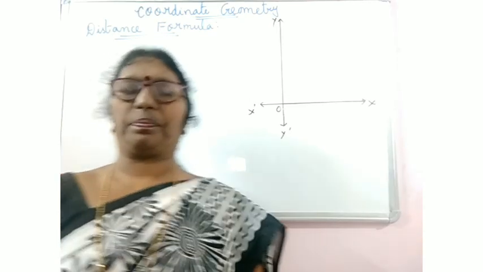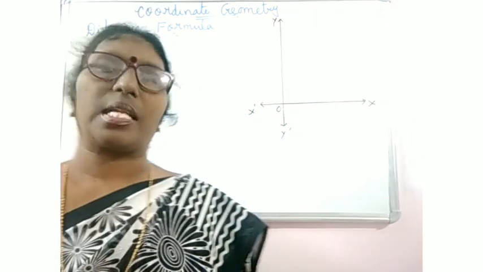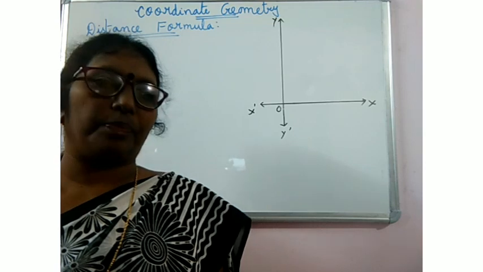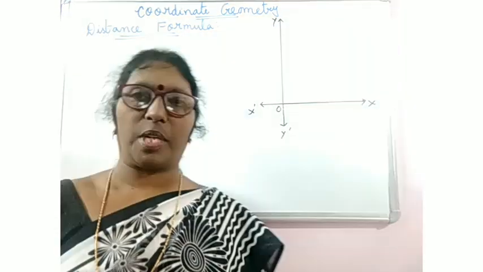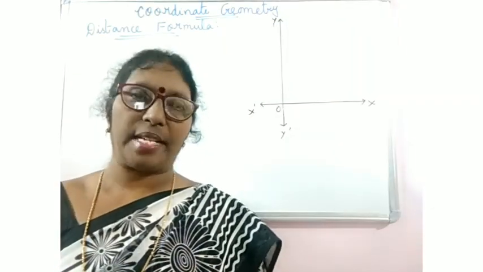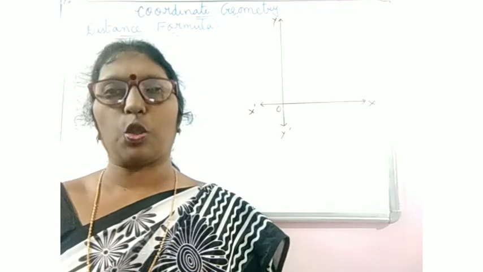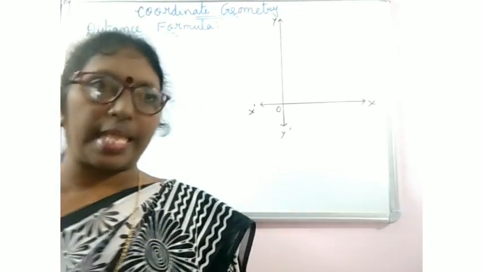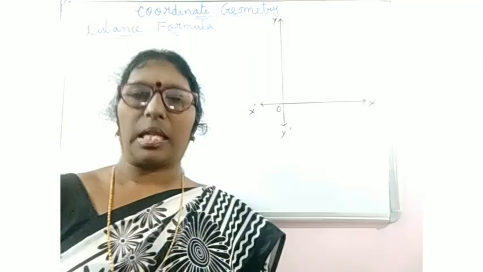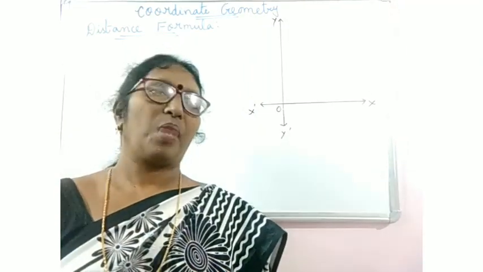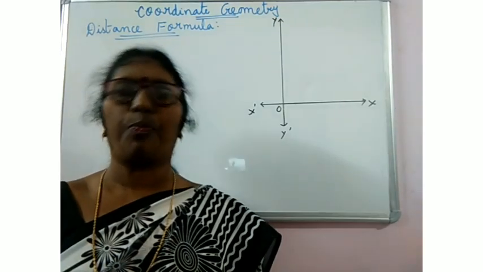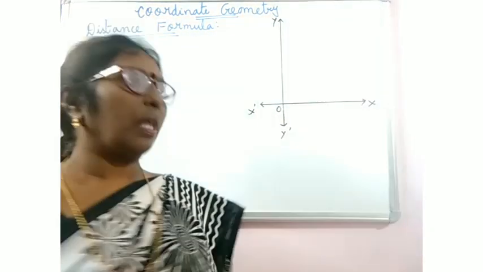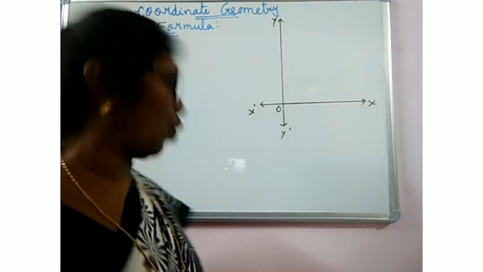Hello, welcome. Today let us have the class on distance formula of chapter coordinate geometry. What is distance formula? How to find the distance between 2 points. That means the length of 2 points. The length or we can say the distance between 2 points or length of a line segment, how to find. For that we have a formula. Let me derive the formula and show you.